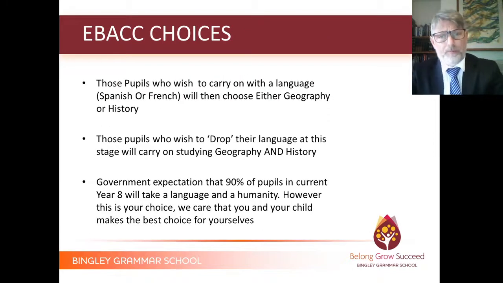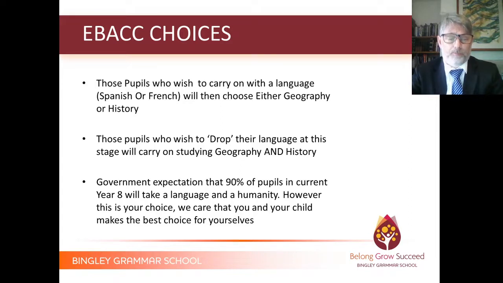Okay, so the main choice is really about the EBacc. The government has an expectation that 90% of pupils in current year 8 will take a language and a humanity. By humanity, we're talking geography or history at this stage. However, the vast majority of schools are nowhere near this number, and we feel, along with a number of other schools, that this really is your choice. We care that you and your child make the best choice for yourselves.